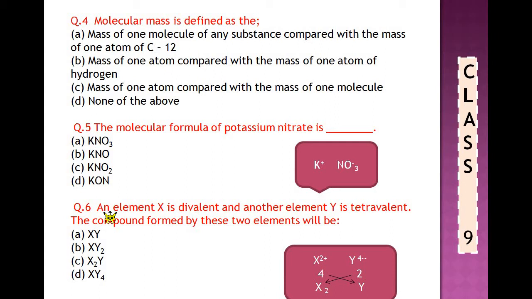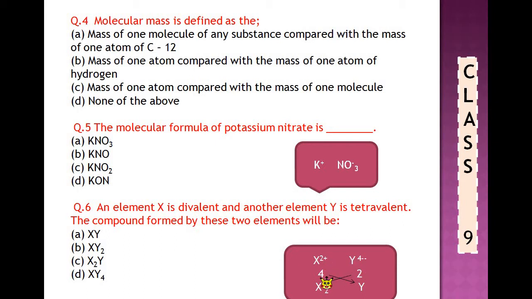Come on to question number 6. An element X is divalent and another element Y is tetravalent. The compound formed by these two elements will be, options are A XY, B XY2, C X2Y and D XY4. These are the four options. Let's see how. So here they have given X is divalent, so I have written valency 2, and Y is tetravalent, that's why I have written the valency of Y element as negative 4. So let's cross the valencies.